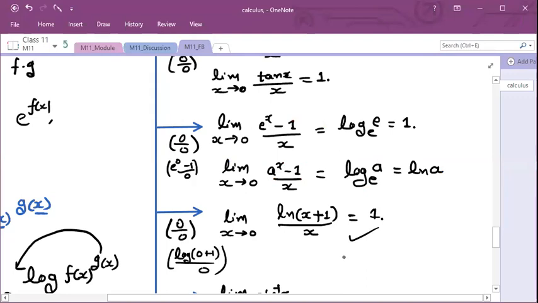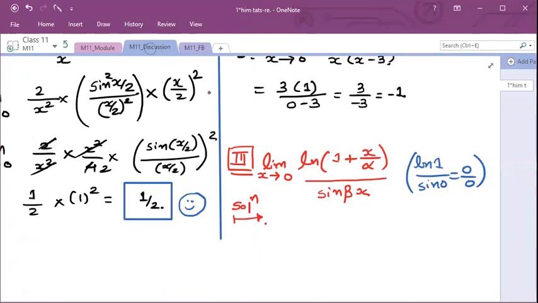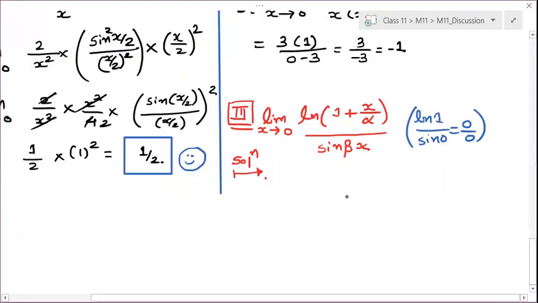And for sine, what is the formula? It is sine x by x, right? So let us use that. So for ln 1 plus x by alpha, in its denominator, it should be x by alpha. Okay, so I'm multiplying and dividing with x by alpha in numerator first.